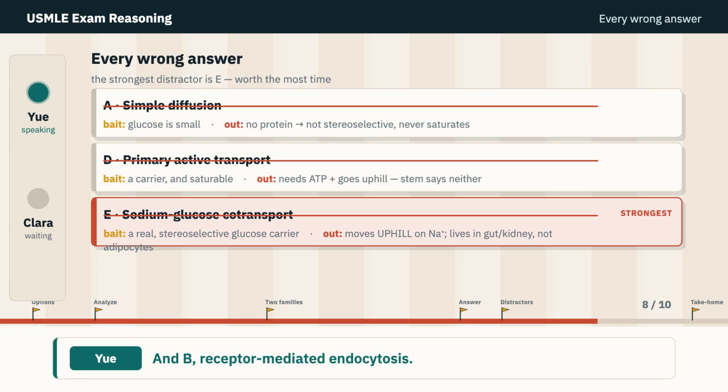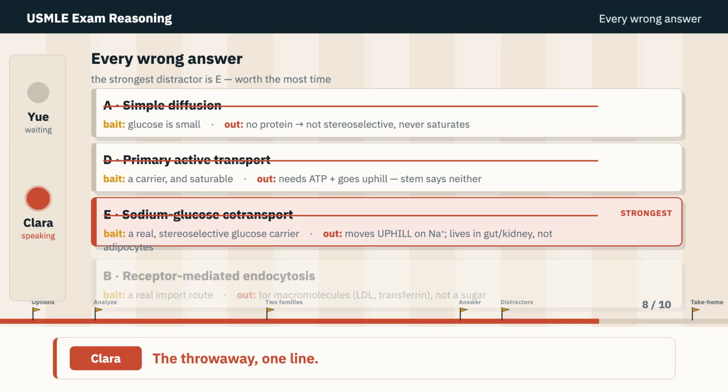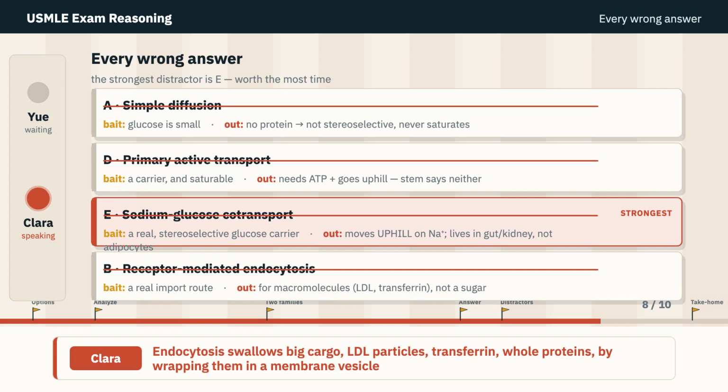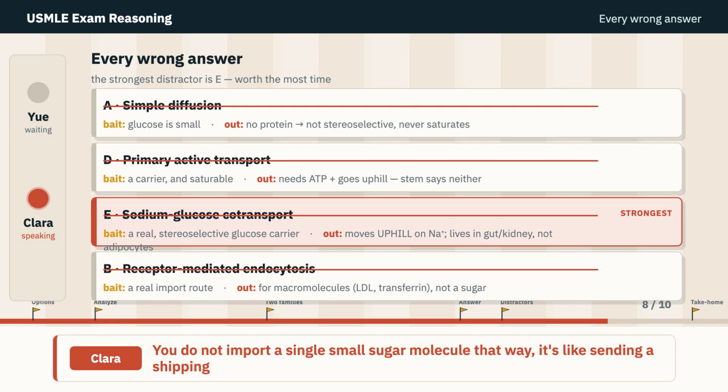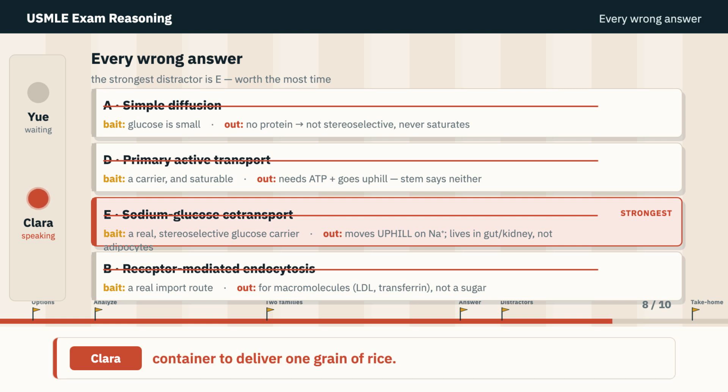And B. Receptor-mediated endocytosis. The throwaway, 1 line. Endocytosis swallows big cargo. LDL particles transfer in whole proteins by wrapping them in a membrane vesicle and pulling them inside. You do not import a single small sugar molecule that way. It's like sending a shipping container to deliver 1 grain of rice. Recognize it and move on.